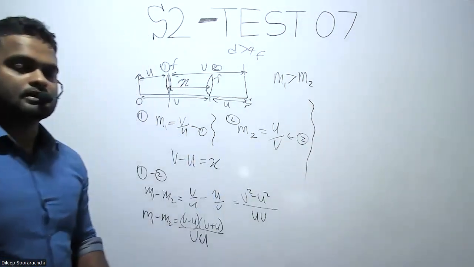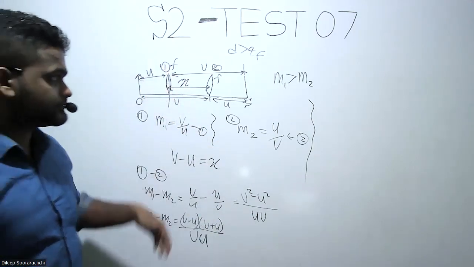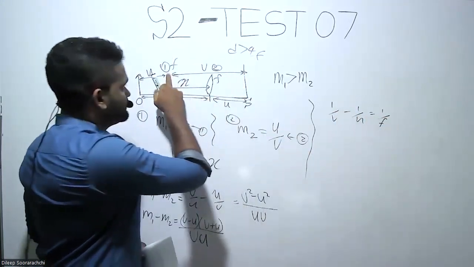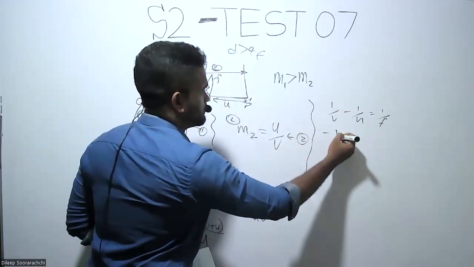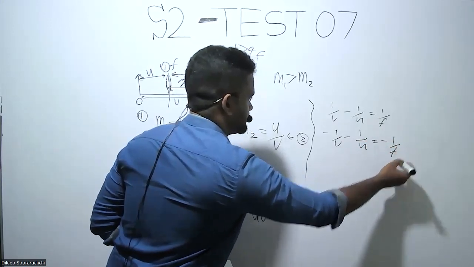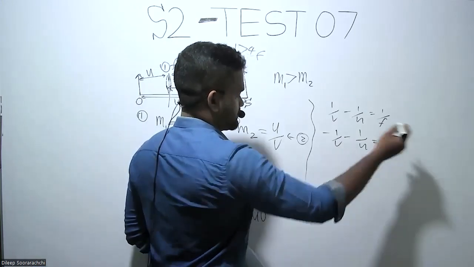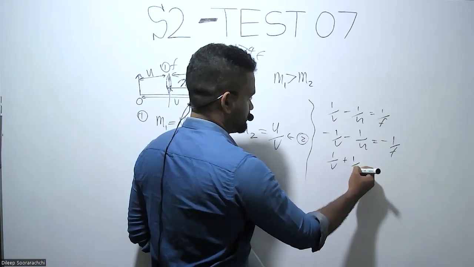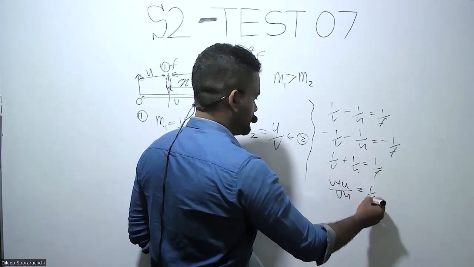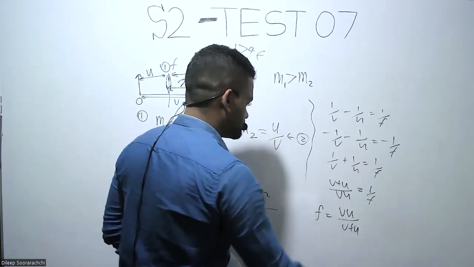Other one, I'm just going to apply the lens equation for the lens here. Here v is a negative value. u is always positive. Then focal length is negative because it is a convex lens. Just multiply by minus. So (v plus u) over vu equals 1 over f. So focal length is equal to, just flip both sides, vu divided by v plus u.